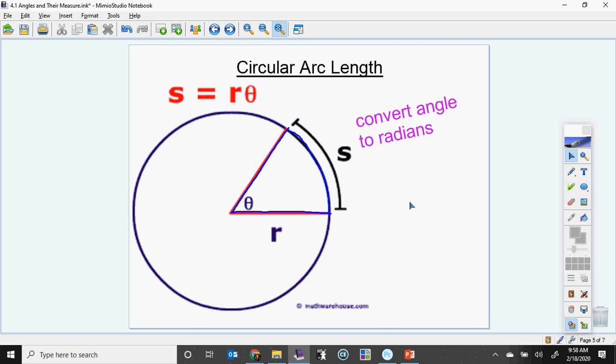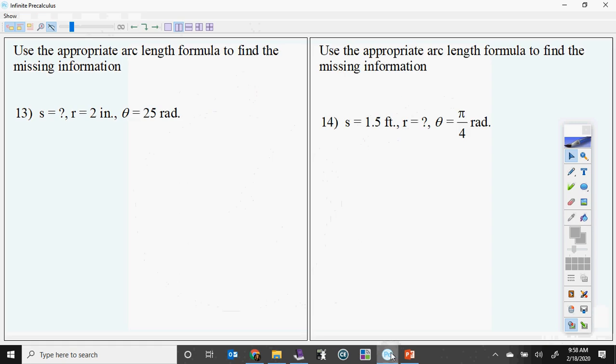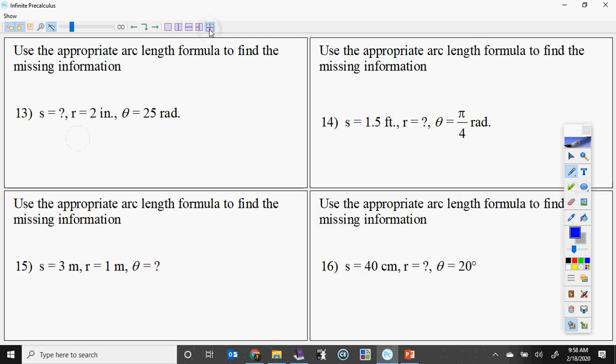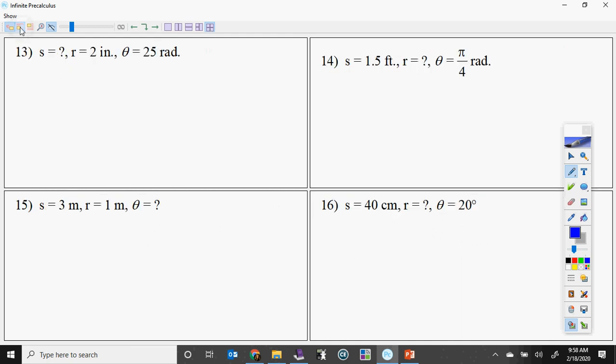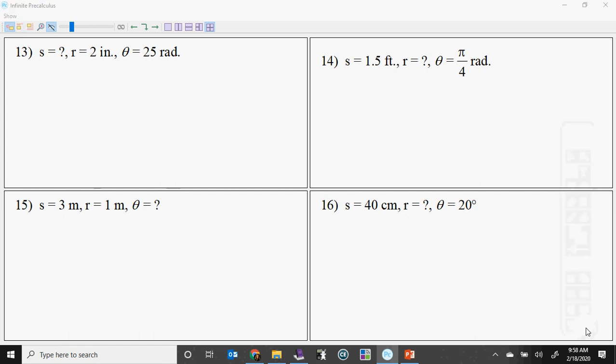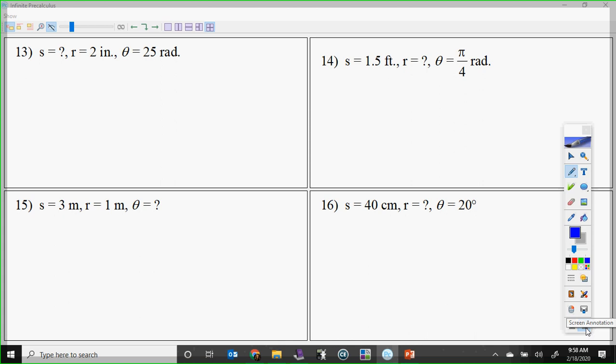Okay, so we're going to try a couple of problems like that. So my formula is, actually let's go ahead and put all these up here, a little smaller. There we go. Now, what is important, you may have noticed, I breezed over it too quick, is my angle has to be in radians for my formula to work.